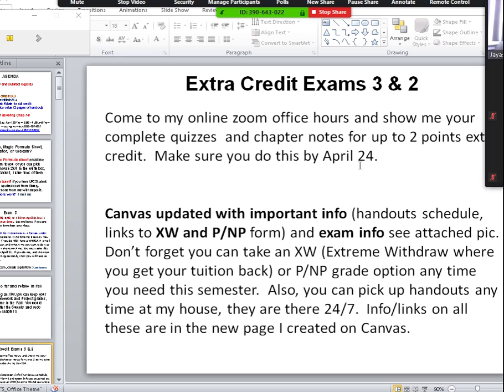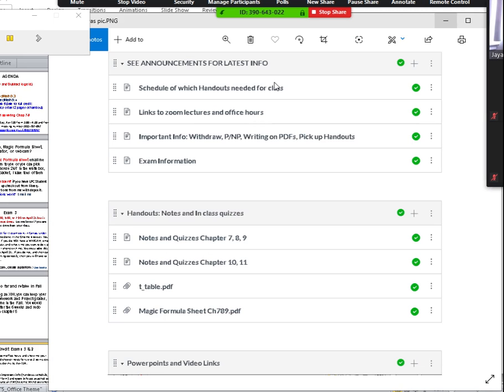Do that before exam 24, before the end of next week for exam 3. And then also Canvas, I've updated it to have a bunch of things that are really useful, like the XW and PMP forums, and also instructions on how to get to my house to pick up stuff if you need to. So that is kind of all in here, right?